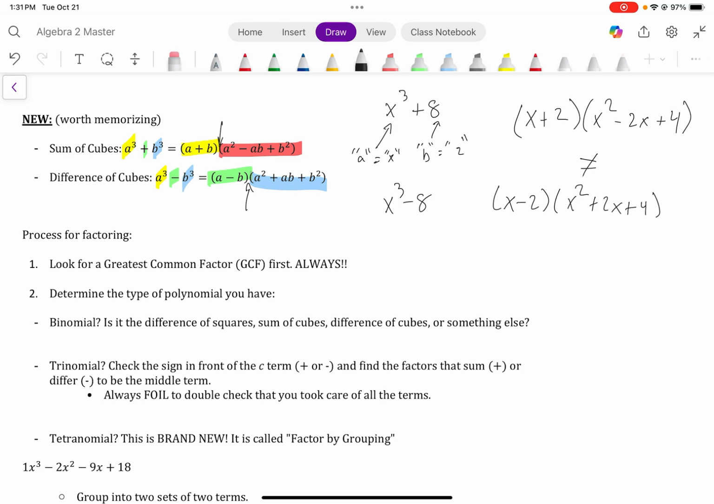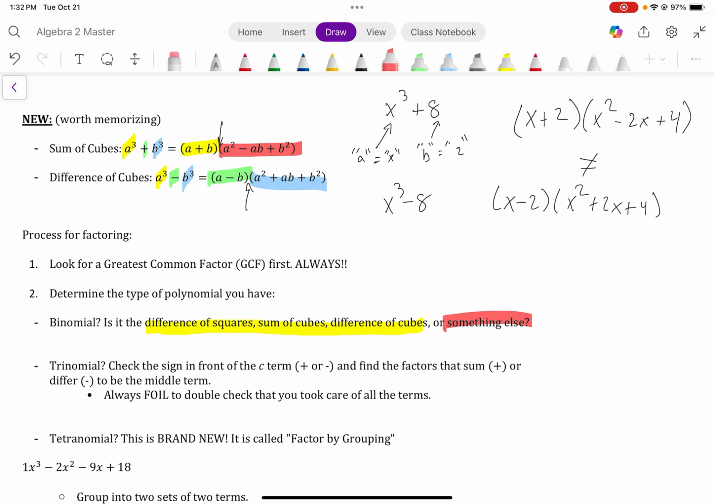Now we determine what type of polynomial you have. If you have a binomial, you're going to look to figure out if it's one of these first three things. If it's a difference of squares, sum of cubes, or difference of cubes, we have a factoring rule for that, and we use that. If it's something else, you're not going to factor it.